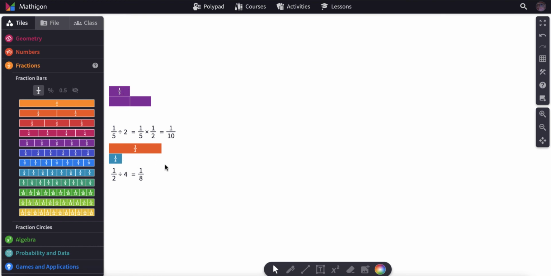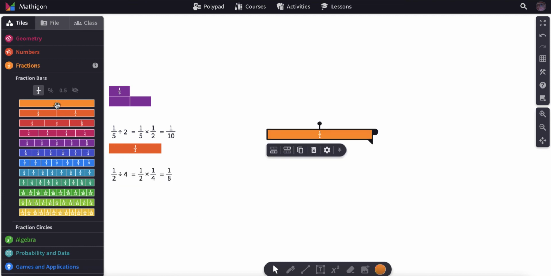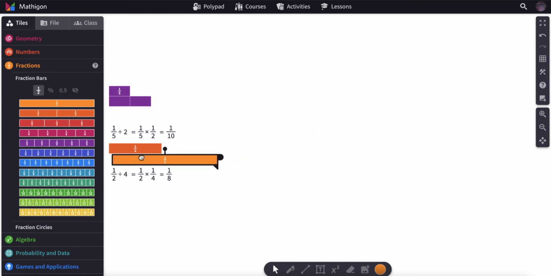Let's take a look at the last one. So we want this last one to turn out to be 1/2 times 1/4. And let's put our original piece back in here. So this was 1/2 divided by 4.